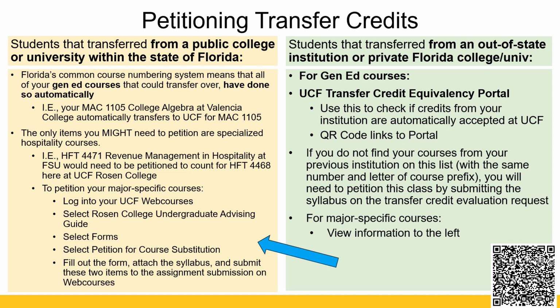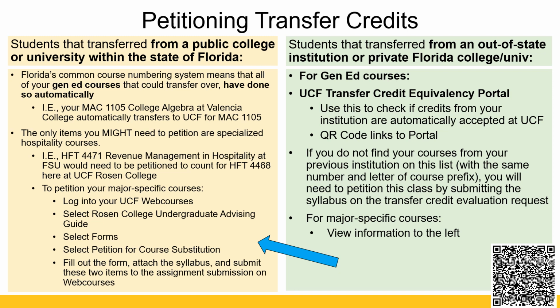Now, when you come from an out-of-state or private institution, it's going to be a little bit more complex and a little bit more layered. So again, for those general education courses, it's going to be different than the major courses. For out-of-state and private institutions, you will have to submit your syllabus, okay, through the UCF transfer credit equivalency request, all right? So you can go on to the transfer credit equivalency portal, check if it comes through.